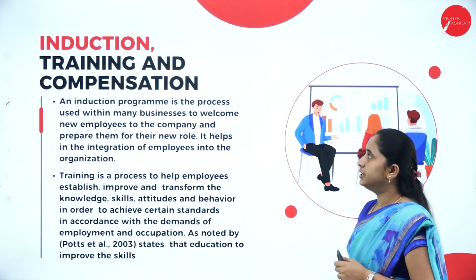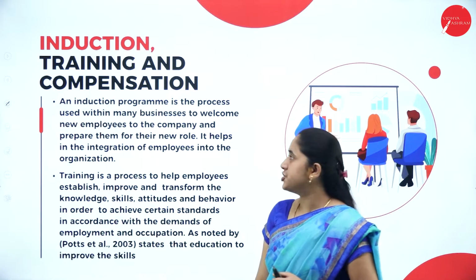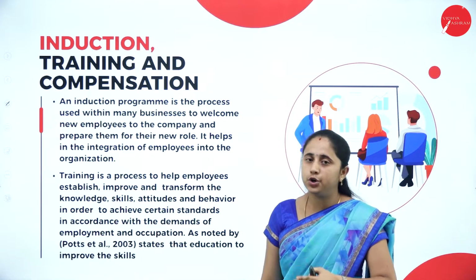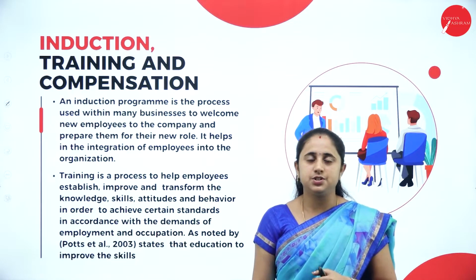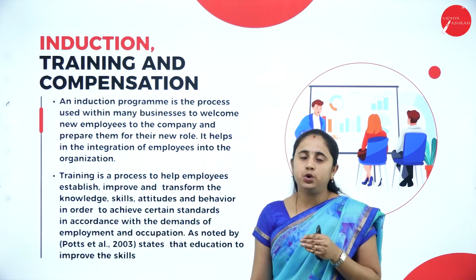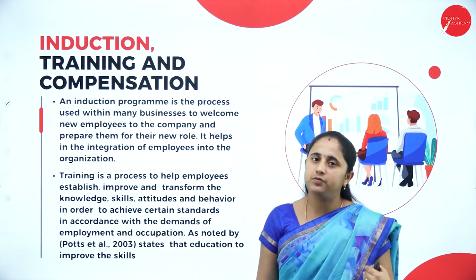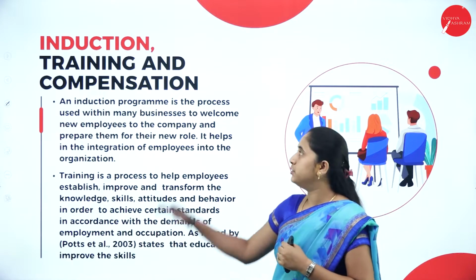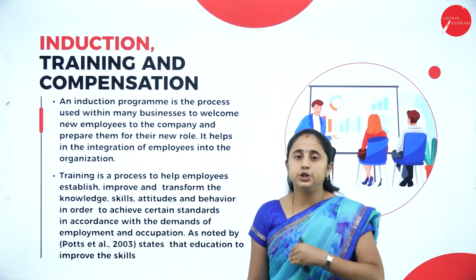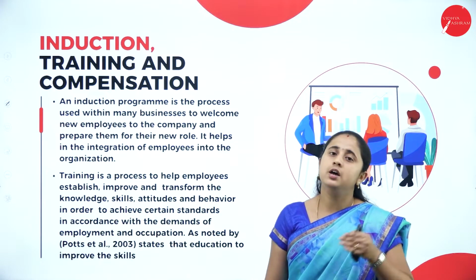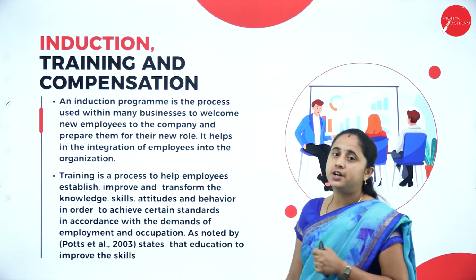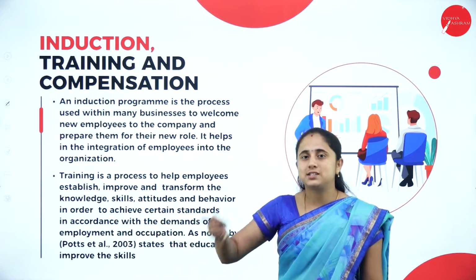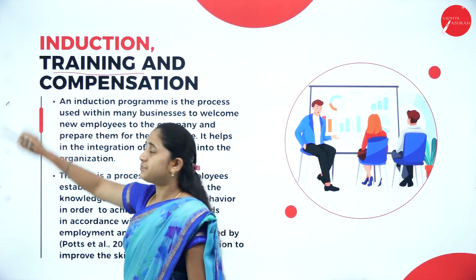Next, moving further, unit 3 is induction, training and compensation. After selecting an employee, you need to introduce the employee to the organization, and the employee should get to know the rules and regulations, the working environment, and their roles and responsibilities. All this can be done through induction. Now the new employee is familiar with the organization and the working environment. After that, training. Based on individual skills and knowledge, we need to mold their skills. This can be done through training.